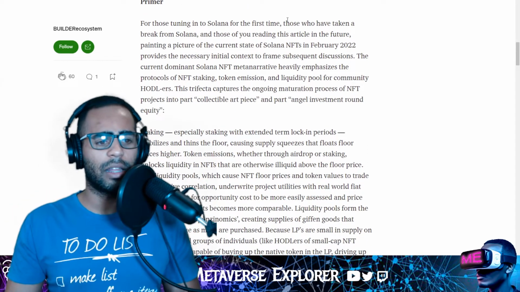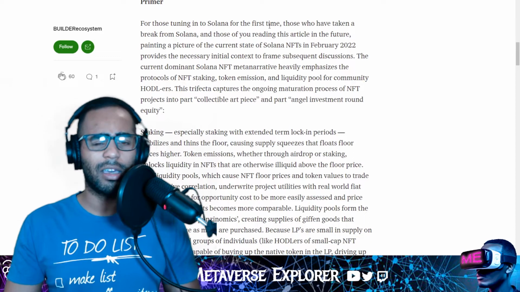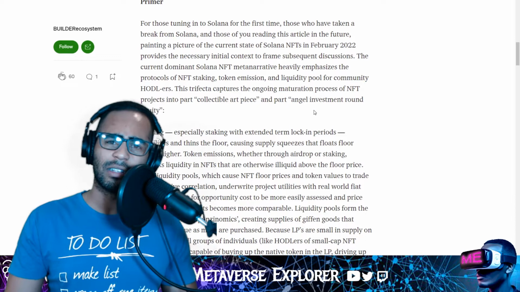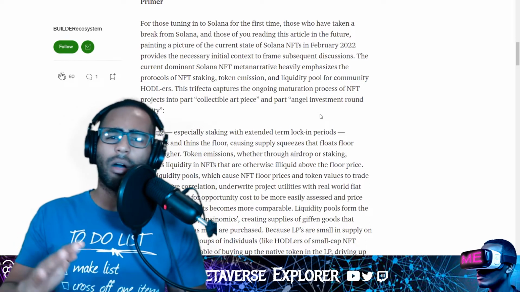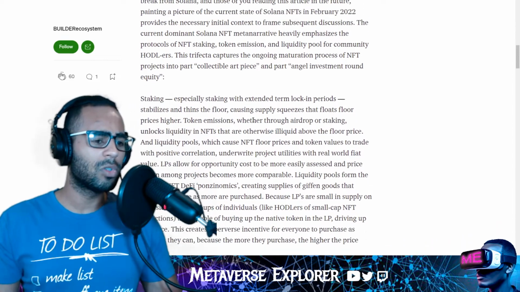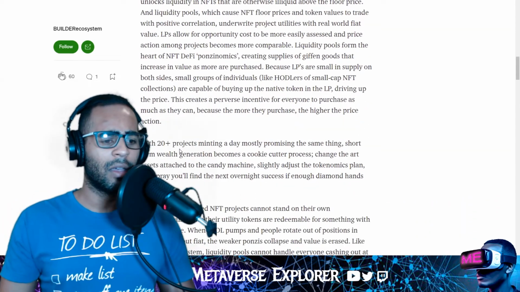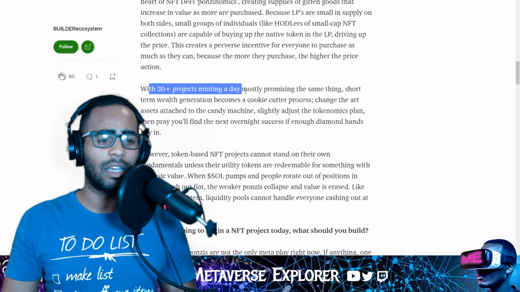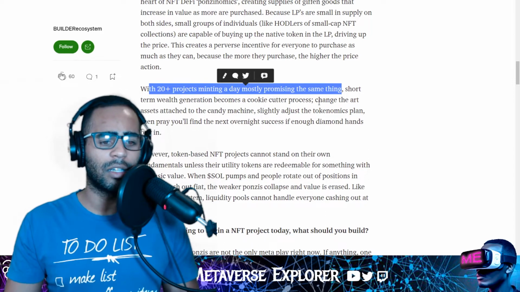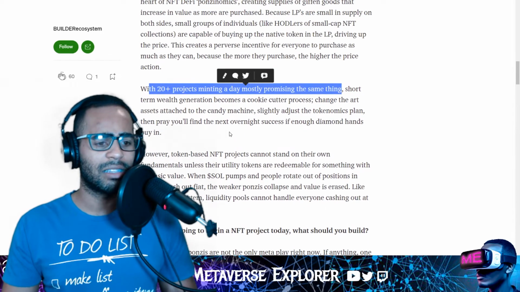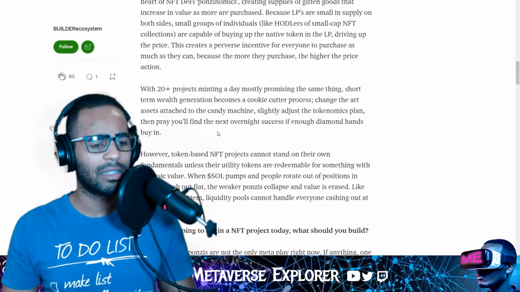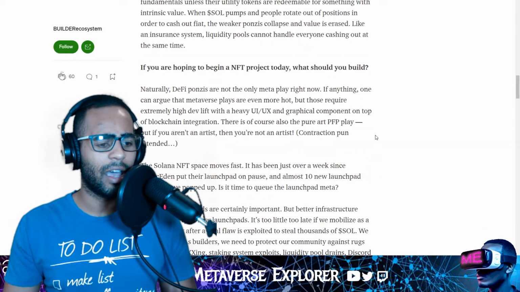for those coming to Solana for the first time, you want to create an NFT, you want to do anything, it's super hard. Liquidity pools, NFTs, staking your NFTs, releasing your NFTs, launching it, marketing it. You need a whole package, and sometimes you have to scrape around to find all of these things. So they say about it here, with 20-plus projects minting a day, mostly promising the same thing, short-term wealth generation becomes a cookie cutter process. You change the art a little bit, assets attached to the candy machine, slightly adjust the tokenomics plan, then pray you find overnight success if enough diamond hands buy in.